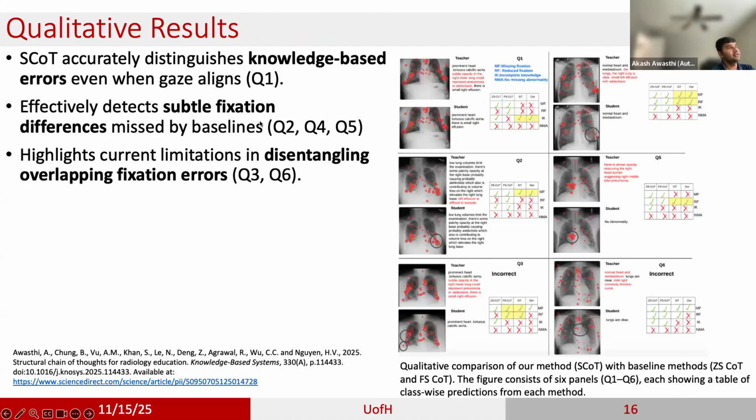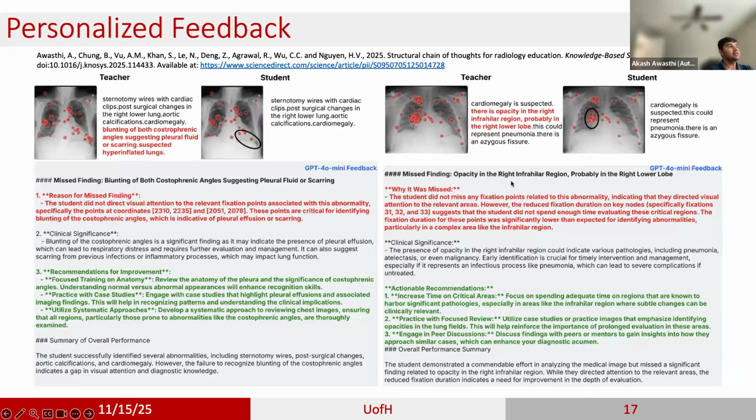Then I want to show some quantitative results here. If you look at the Q1 subblock, there are two, student and teacher data, and we have four classes. As I told you, MF is missed fixation, RF is reduced fixation, IK is incomplete knowledge, and MA is missed abnormality. The model does pretty well, and it can tell the region why it is missing compared to the other classes.